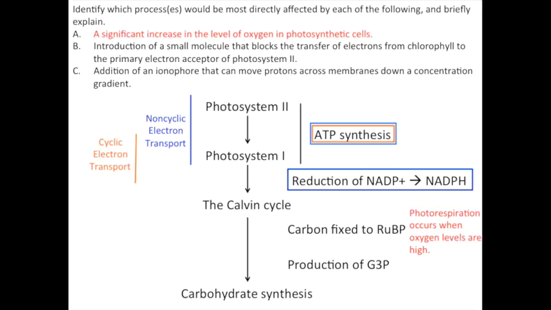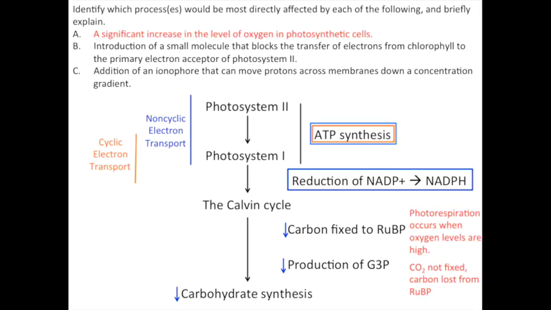When oxygen levels go up, photorespiration goes up. When this happens, less carbon is fixed to RuBP, and in fact, you lose carbons instead of fixing them. So everything downstream in the pathway is affected, and you'll get less G3P and reduced carbohydrate synthesis too.